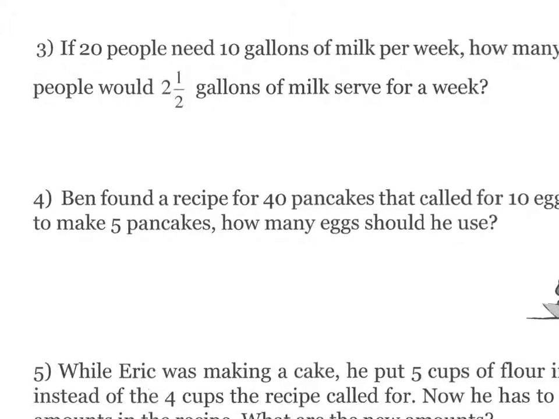And so let's look at the third problem from chapter 6, Einstein level. 20 people need 10 gallons of milk per week. So let's write it as a ratio. So 20 people, 10 gallons. And the question is, well, what if we just had 2.5 gallons? How many people could that serve?